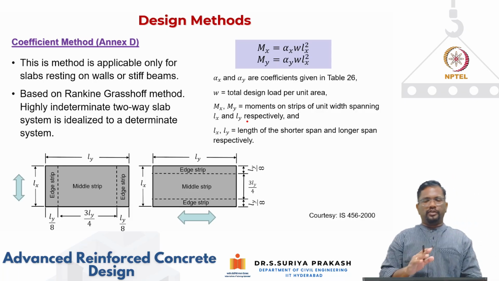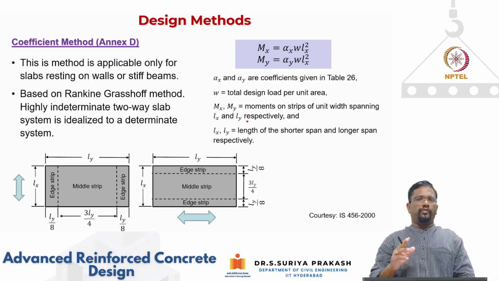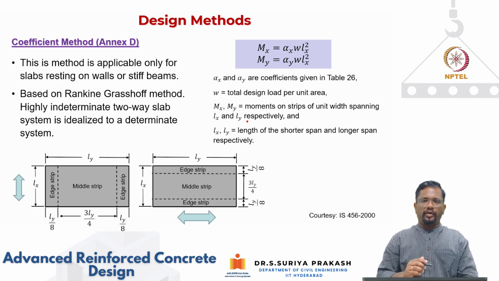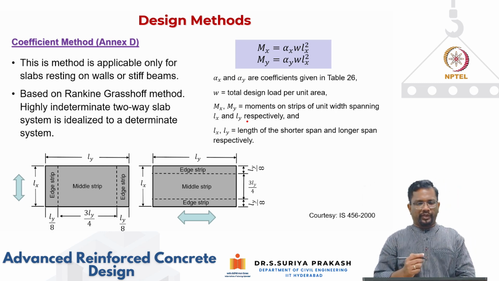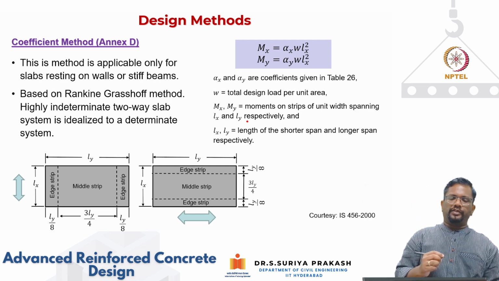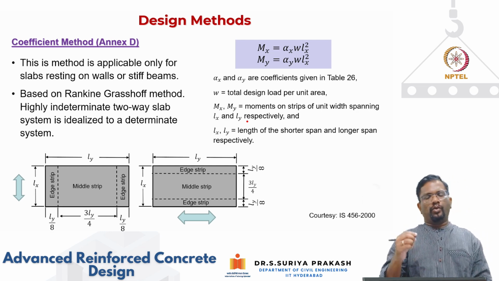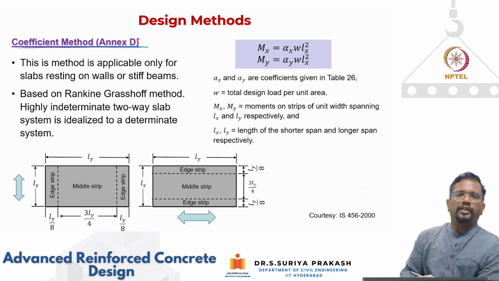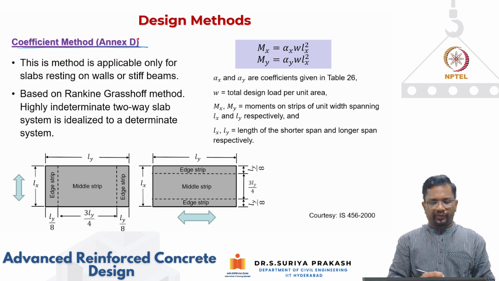Now, so this is one thing that we need to take care of. Now, let's briefly discuss what are the different design methods that we have for two-way slabs. The first method is the simplest method, which is called the coefficient method, given in your Annex D.